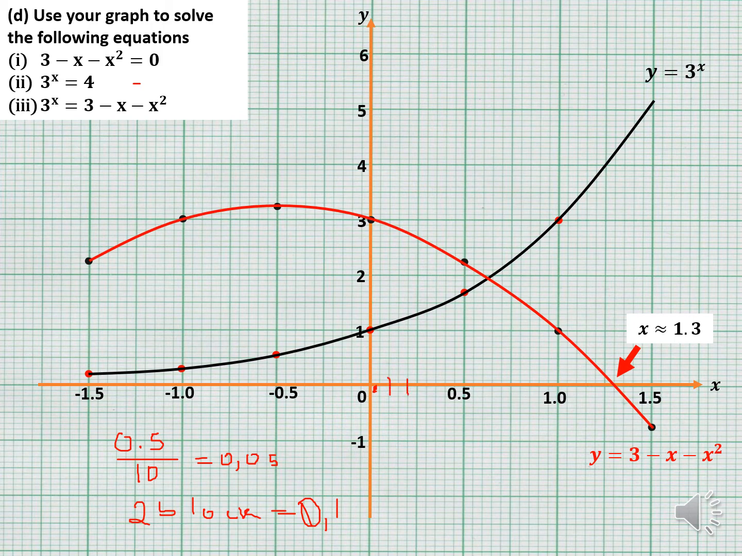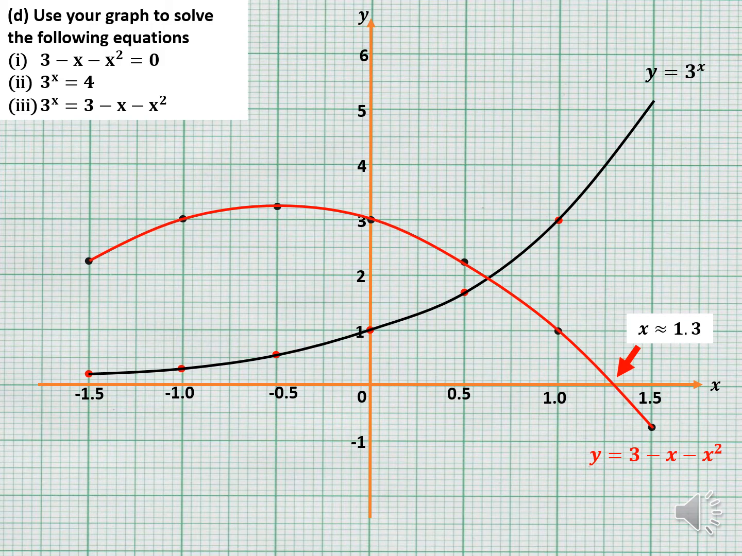So this is 0.1, 0.2, 0.3, 0.4, 0.5. Let us find out what this particular one is here. That's 1.1, 1.2, and about 1.3. Can you see what I have done there? You must make sure that you understand the scale, so you do not make a mistake whenever you are finding that particular estimation. You must find out what one little small square represents.